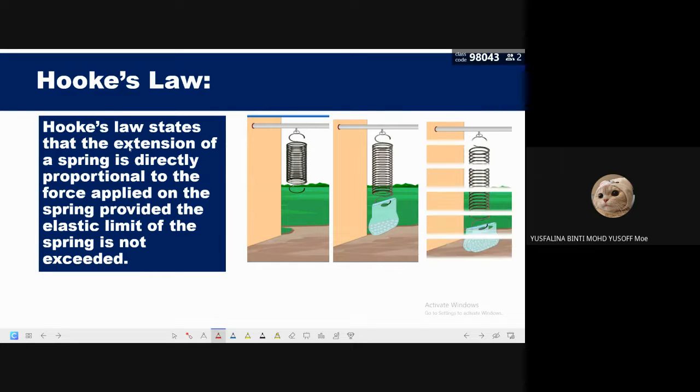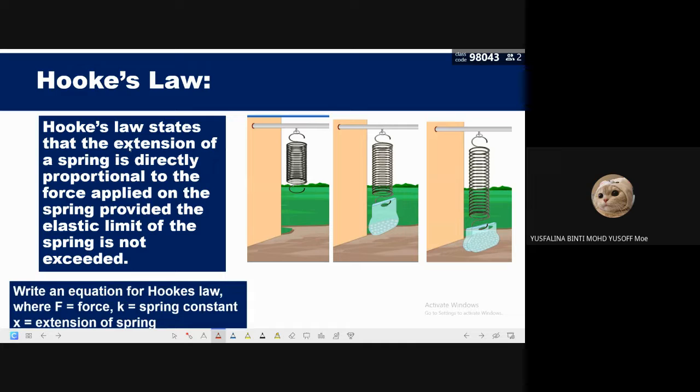Okay, right. So write an equation for Hooke's law where F is force, k is a spring constant, and x is the extension of the spring. So this is the equation for Hooke's law, because we know F is directly proportional to x. If you keep increasing the force, the extension of the spring, or the length of the spring, is also increasing. So it means directly proportional.